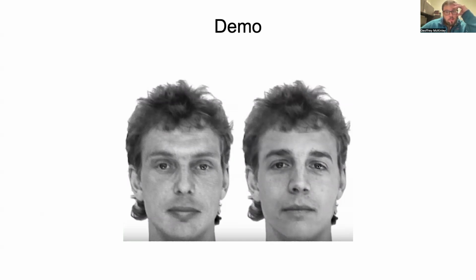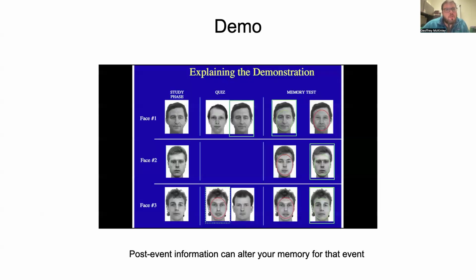So, usually when I do this demonstration, it doesn't always work, but usually what happens is people have no problem with the last two tests, but then they fail. About 50% of the people do pick the wrong face here. Why is that? So I'll show you what happened, right?